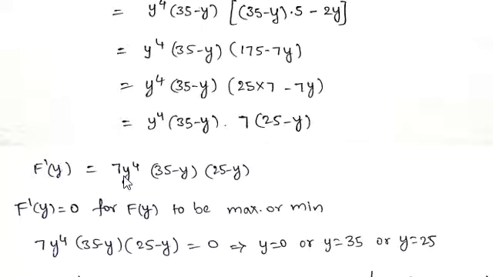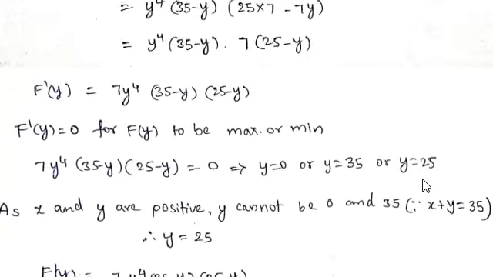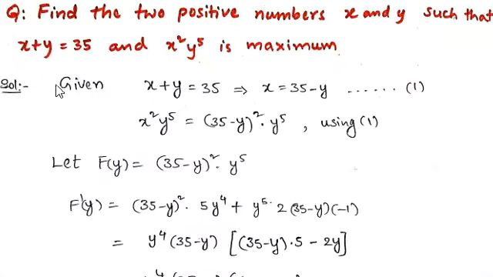So f dash y is 7 into y to the power of 4 into (35 minus y) into (25 minus y) equals 0. So when you simplify here, the roots for y are either 0, 35, or 25.